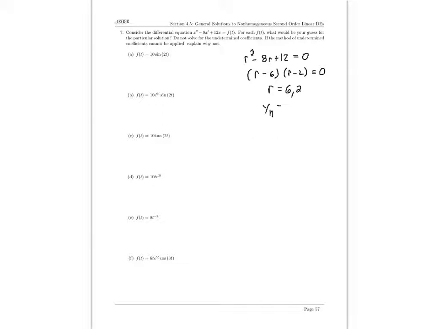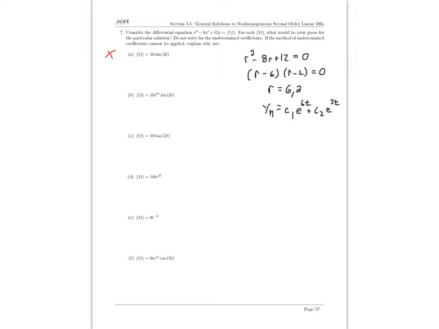So my homogeneous solution would be y is equal to c1 e to the 6t plus c2 e to the 2t. And so let's just quickly run down each of these and identify whether we would have resonance or not. And I'm just going to put a check mark or an X. So in A, there's definitely no resonance. Our homogeneous solution was real exponential things. The forcing function here is a trig function. So there's not going to be any resonance on that one.